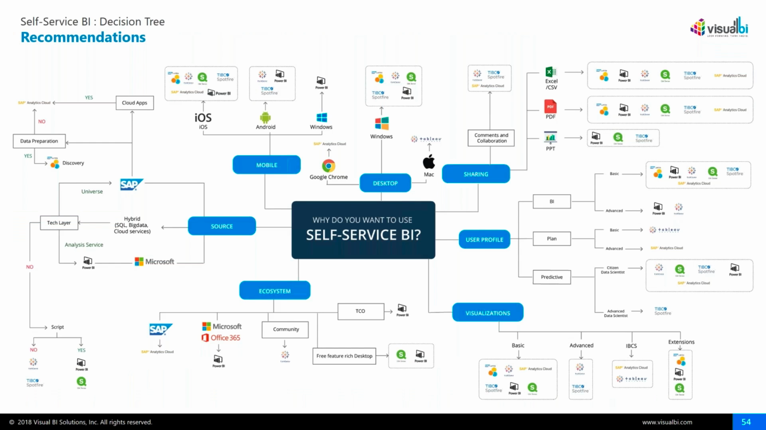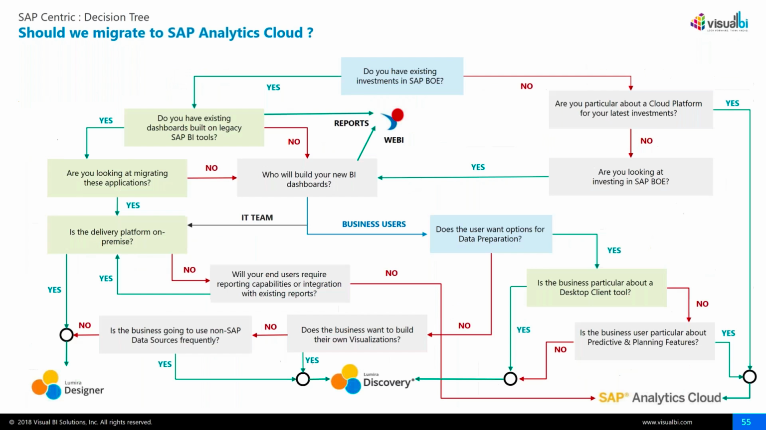What we also thought we would do is put together a comprehensive decision tree on, okay, if I want to use the product in iOS, what are my choices? If I want to do it based on a data source, or based on an ecosystem, or based on a user profile, what kind of visualization? So we have tried to make it a little easier for our user community, and give you a kind of flow diagram.